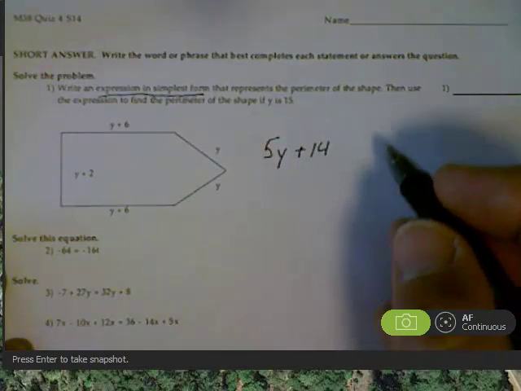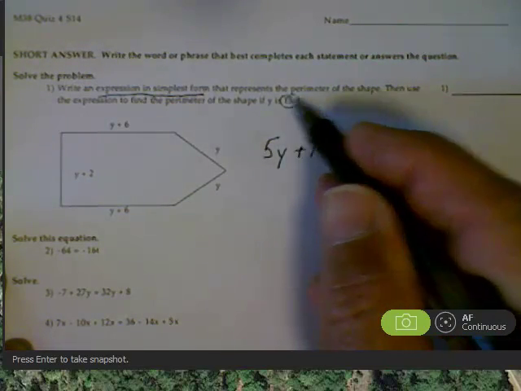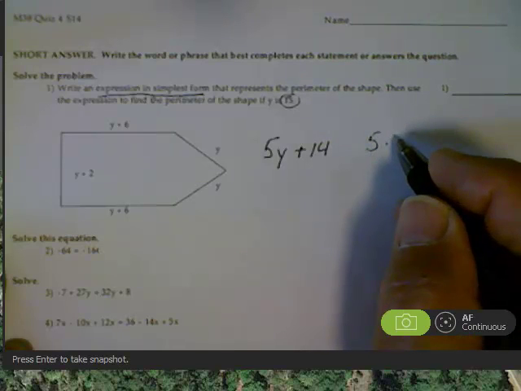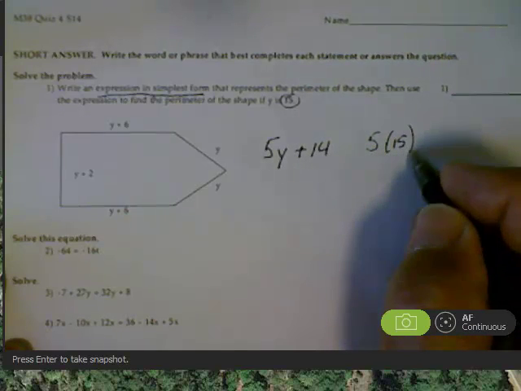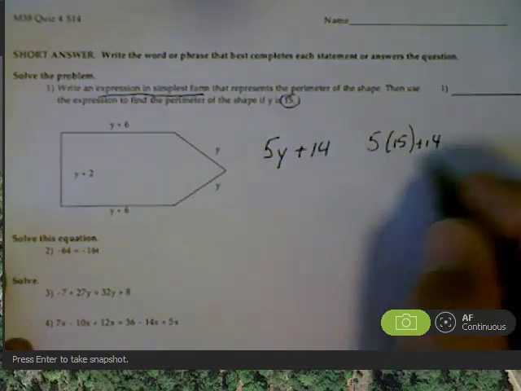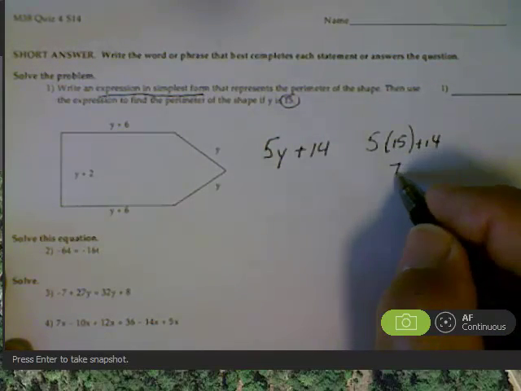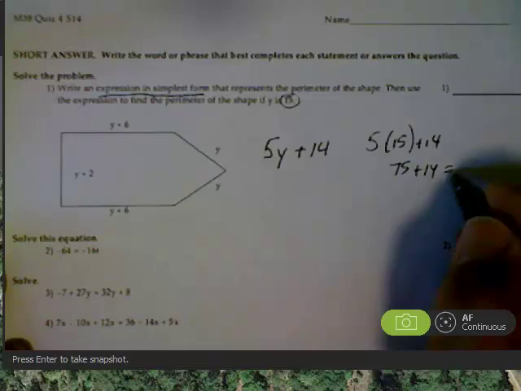And then I take my 15 for y, 5 times 15 plus 14. Why, that's 75 plus 14, 89.